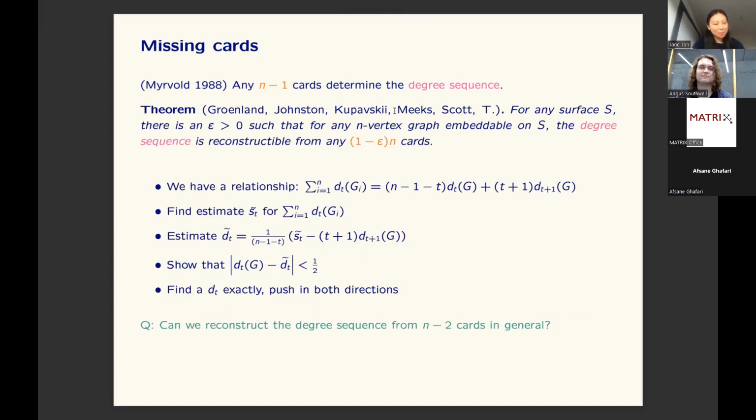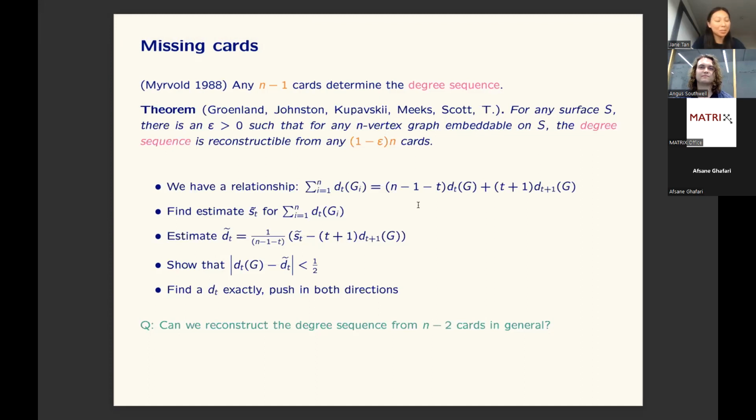So that's all I'm going to say about that particular proof, but there's a kind of frustrating open problem. For both of these, I had to assume a bounded average degree. We can't get around that. But there's a kind of embarrassing question that we can't answer, which is, can we reconstruct the degree sequence from n-2 cards in general? So n-2 is the first place where we lose this nice relationship that allows us to just fill in one or more cards using the handshaking lemma, and we just can't do it. So yeah, it would be a great one.